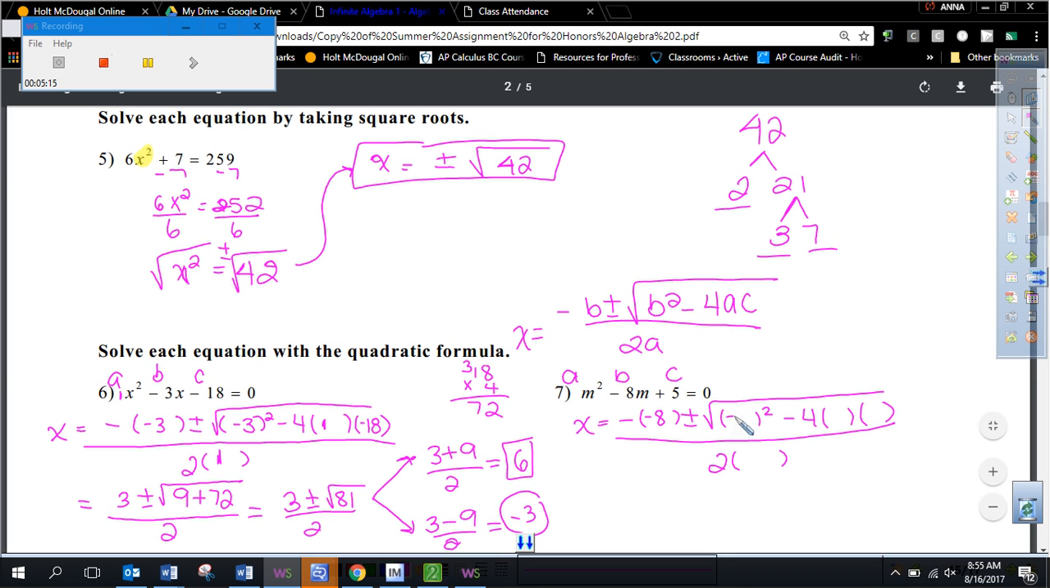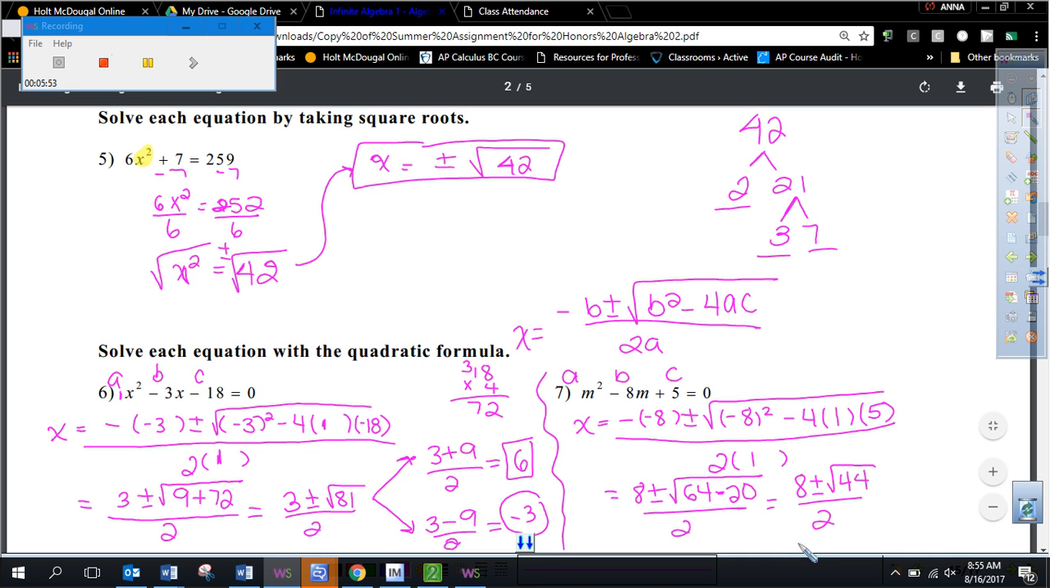This will be -8. Here we go. This will be 1. C is +5. Down here, A is 1. So, -8 is +8, plus or minus the square root. -8 squared is 64. -4 times 1 times 5 is -20. All over 2. And so I get 8 plus or minus the square root of 44 over 2.